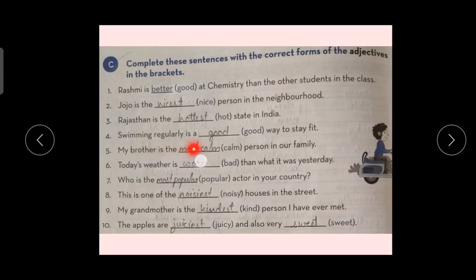Swimming regularly is a good way to stay fit. My brother is the most calm person in our family. Today's weather is worse than what it was yesterday. Who is the most popular actor in your country? This is one of the noisiest houses in the street. My grandmother is the kindest person I have ever met. The apples are juiciest and also very sweet.